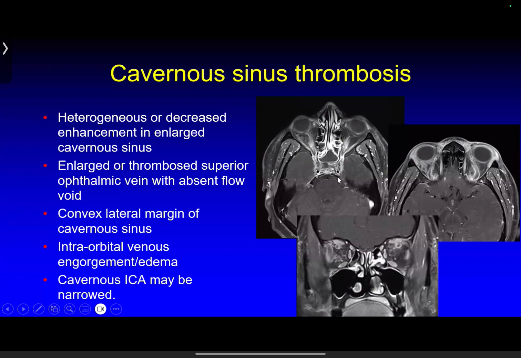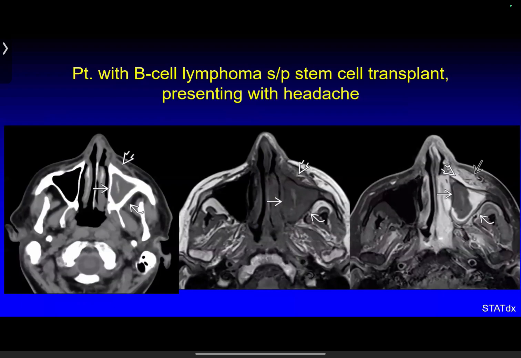And you can see this very heterogeneous enhancement within bilateral cavernous sinuses. They look enlarged. They have slightly convex lateral margins. There is bilateral proptosis, little infiltration and enhancement of the retrobulbar fat that is seen on the right side. And on an image above, you see filling defects within bilateral superior ophthalmic veins that are seen on the coronals, consistent with bilateral cavernous sinus thrombosis and superior ophthalmic vein thrombosis.